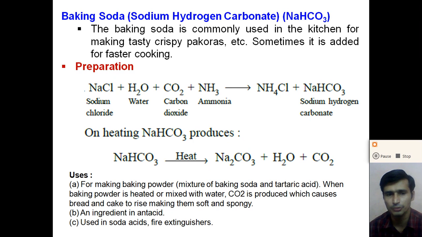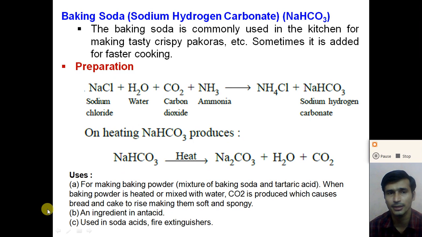Baking soda is used for making baking powder. Baking powder is a mixture of baking soda and tartaric acid. When the baking powder is heated or mixed with water, CO2 is produced, which causes the bread and cake to rise, making them soft and spongy. So to make bread and cake, we use baking powder.